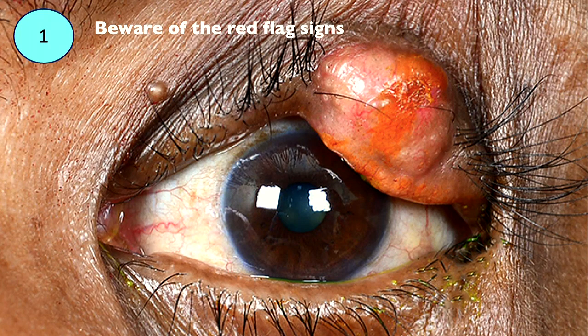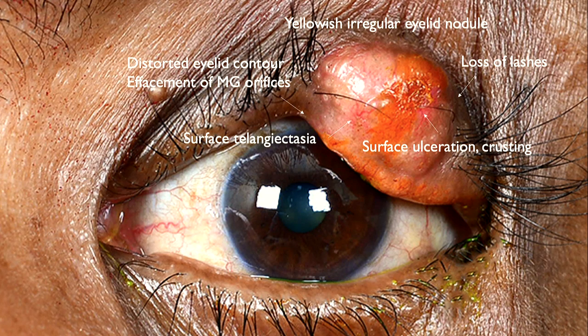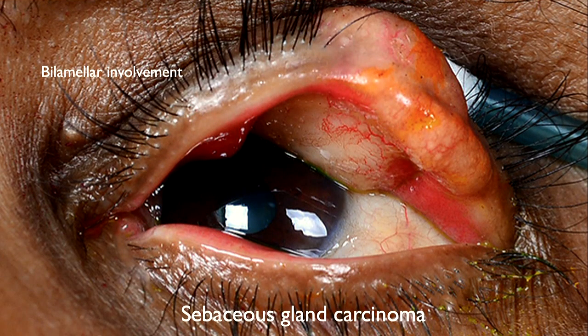Also, you need to look at all the danger signs of eyelid malignancy. This particular patient has a yellowish irregular eyelid nodule, distorted eyelid contour, effacement of the meibomian gland orifices, loss of lashes, surface telangiectasia, surface ulceration, crusting, and on eversion a bilamellar involvement, which are all telltale signs of eyelid malignancy. So this was a case of sebaceous gland carcinoma.